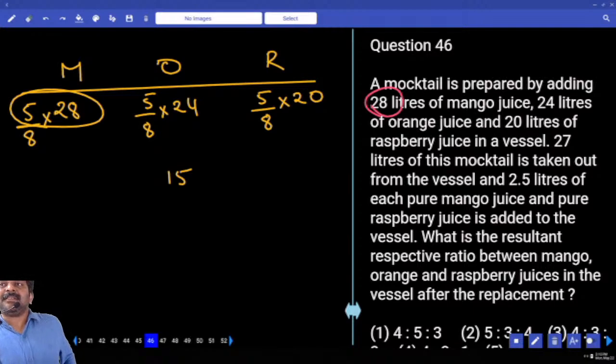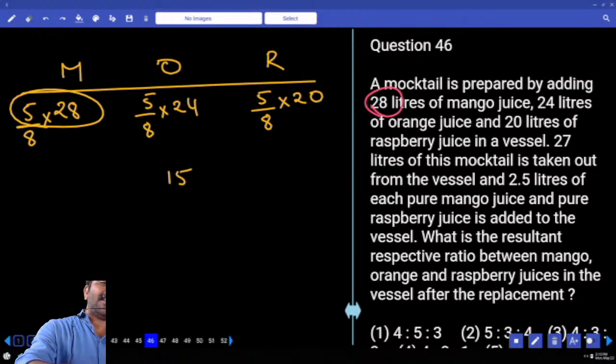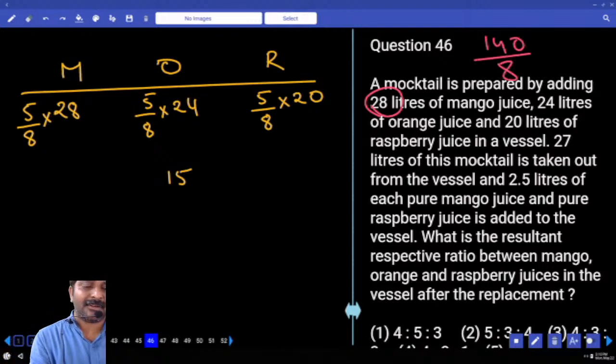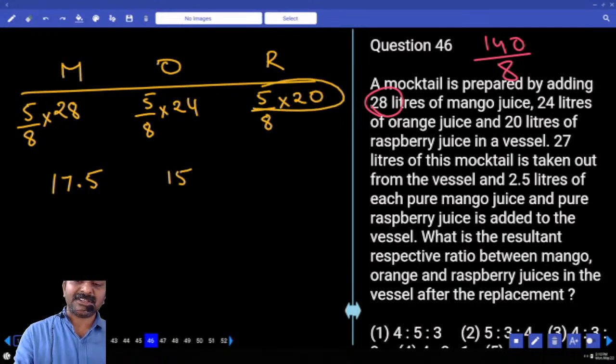How much is this? 5 times 28, 140 divided by 8. 17.5. How much is this? 5 times 24 is 120 by 8, 15. And 100 by 8, 12.5.